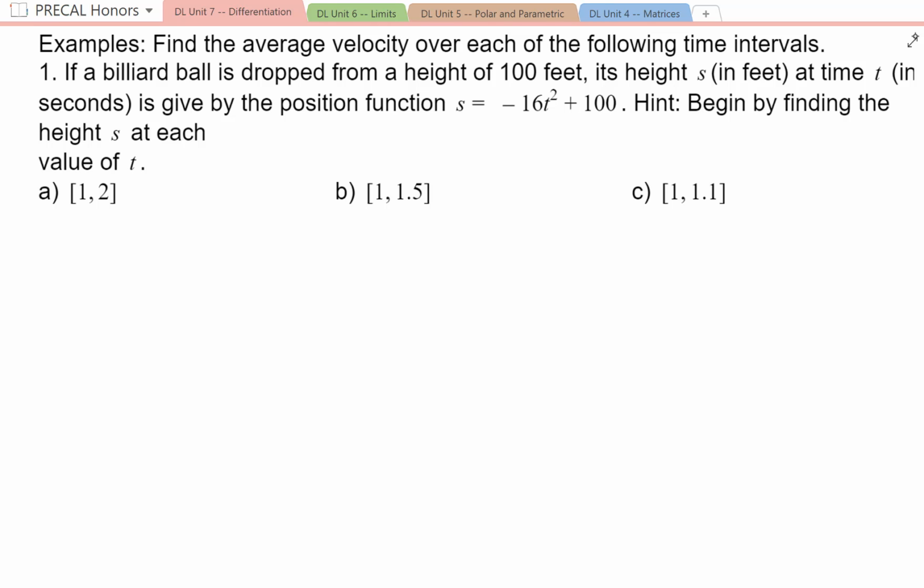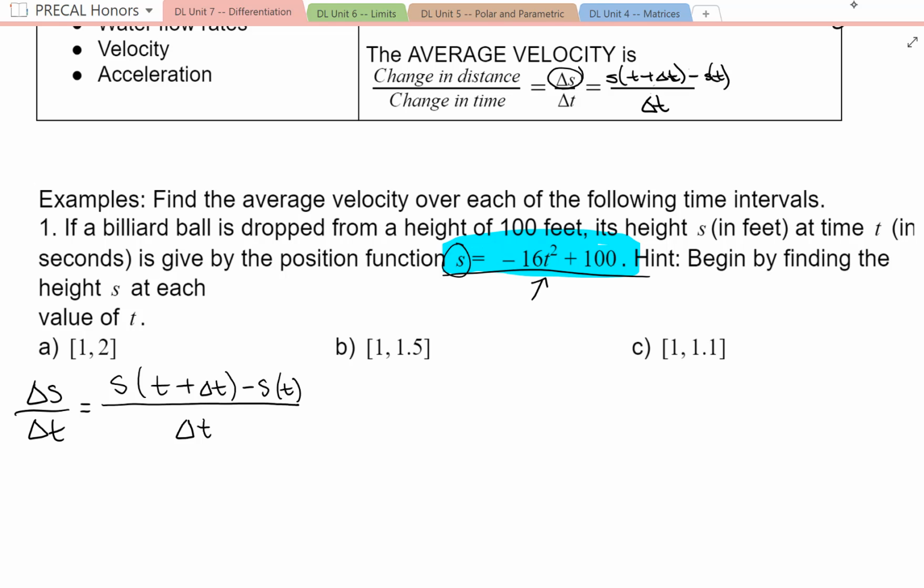Find the average velocity over each of the following time intervals. If a billiard ball, that's from a pool table, is dropped from a height of 100 feet, its height, s, in feet at time t, in seconds, is given by the position function s equals negative 16t squared plus 100. So we need to find the average velocity over the following intervals. They want to know the position, the change in position over the change in time.